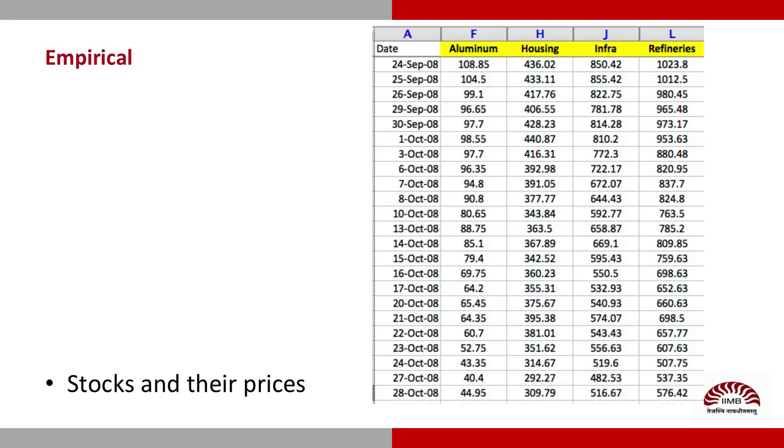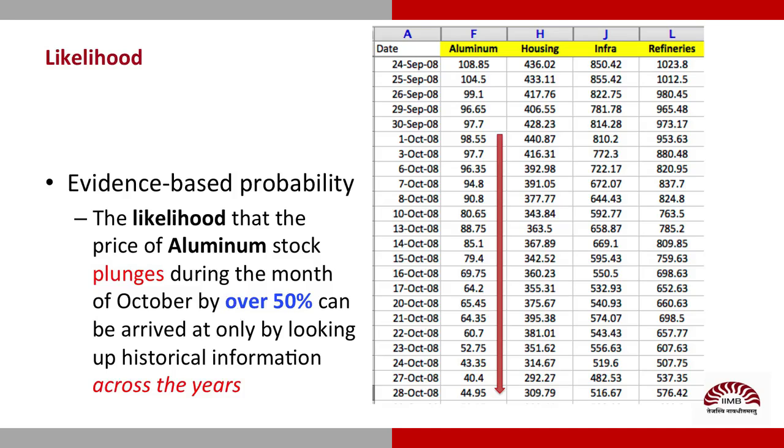In most business settings, we have to make decisions based on such empirical evidence. Historicals for stock prices, point of sale transactions, and so on. The probabilities we derive are conventionally called likelihood.